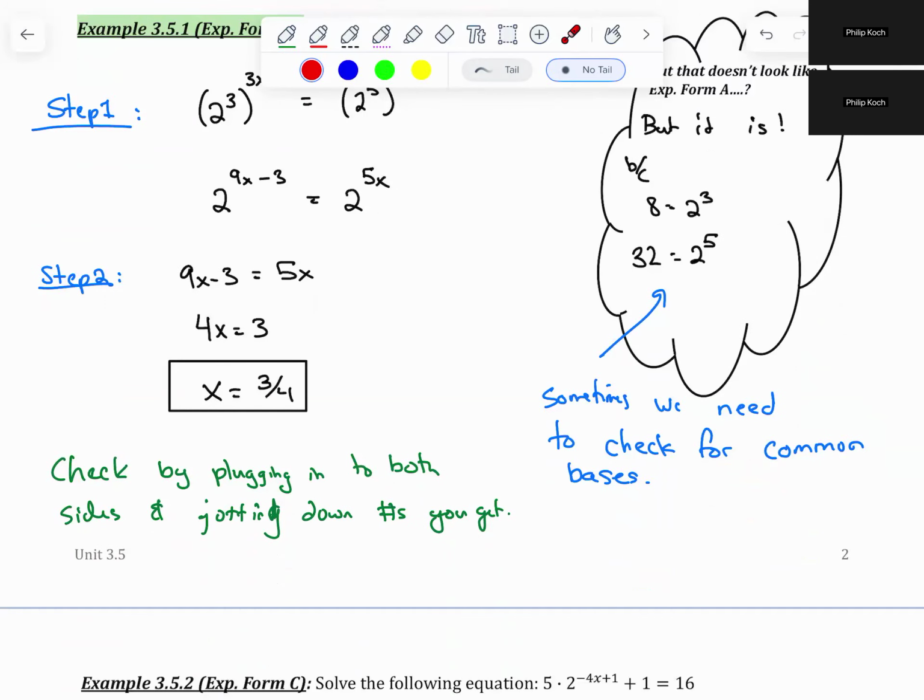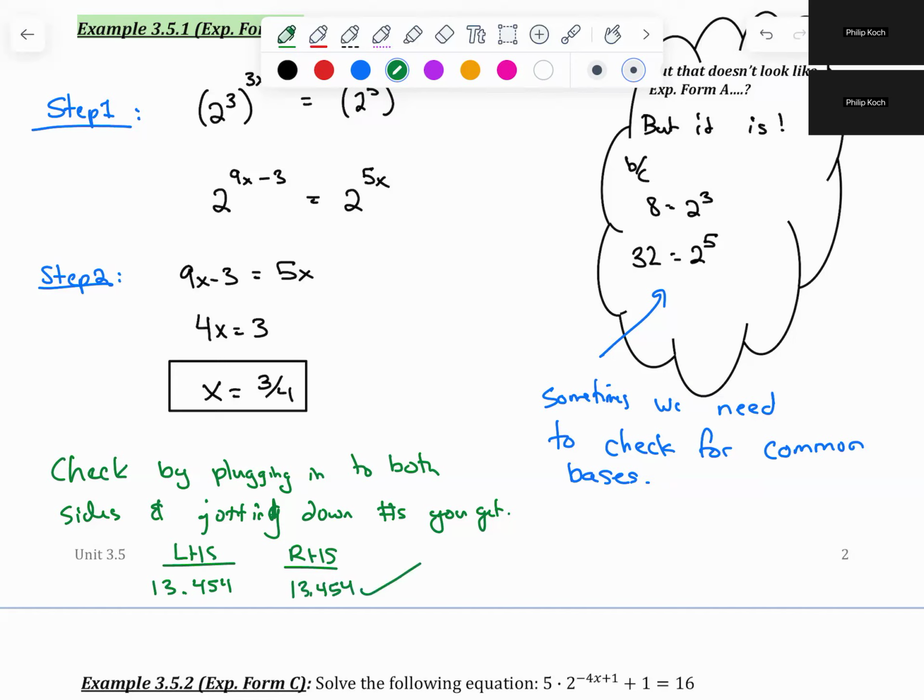So that's another way to do the same thing. I plugged 3/4 into this and I got 13.454-ish on the left-hand side. And the right-hand side, 32 raised to the 3 divided by 4, lo and behold, I get the same number, 13.454. So I know I did it correctly. But you could also do it by taking the subtraction between the two sides, and if you get 0, you know you did it correctly.